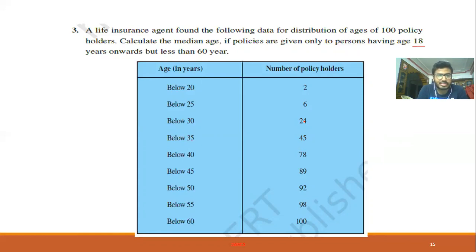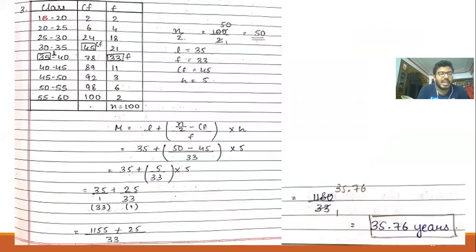So that is how you have to do it. So we'll look into the answer. The first thing is 18 to 20. 15 is written, so it would still work, but it is better to write 18. 18 to 20, then 20 to 25, 25 to 30, 30 to 35, 35 to 40, and it is going on. Write the CF just as it was in the question. For the first CF, the first CF and F are always the same in less than frequency. So you are writing 2 and 2.